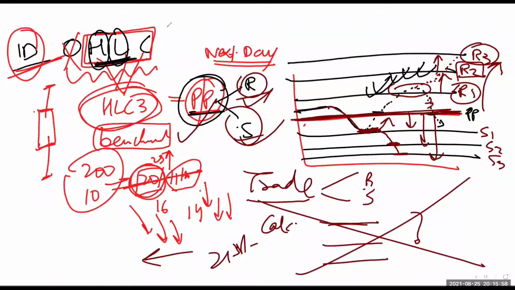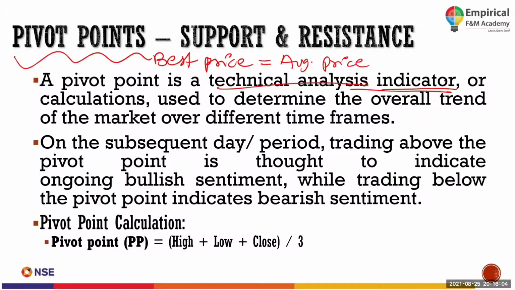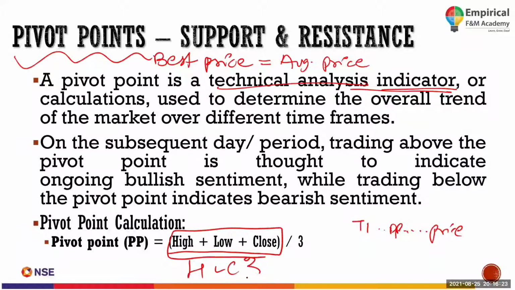So the pivot point is a technical analysis indicator. Why? Because you know the definition of a technical indicator: it is a series of data points calculated by applying a formula on the price data. We are also applying a formula on the price data of high, low, and close, and that formula is the pivot point. That's why it's a technical indicator.